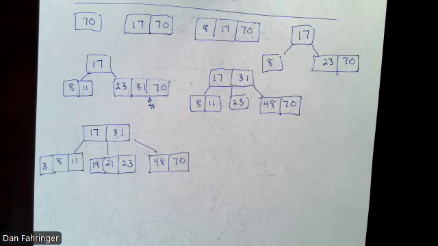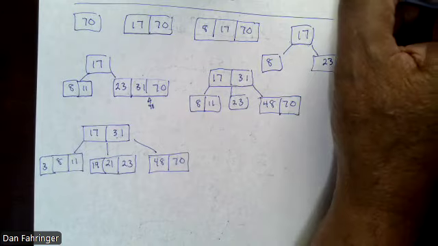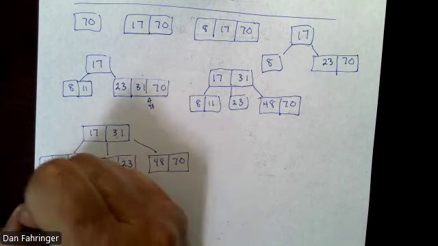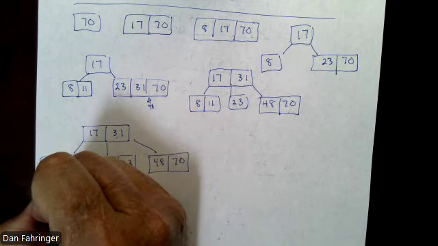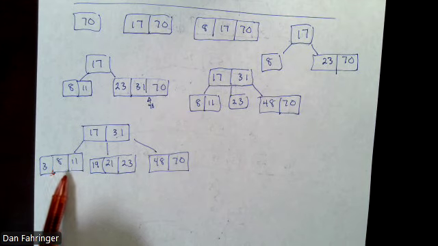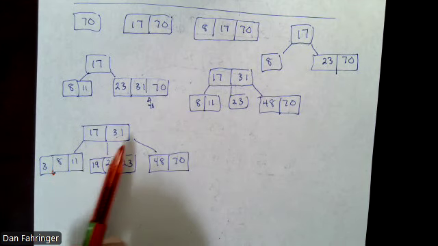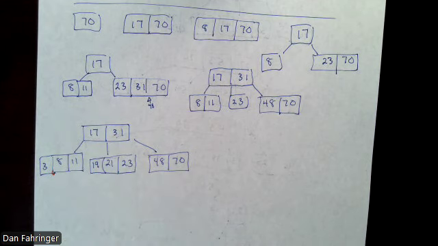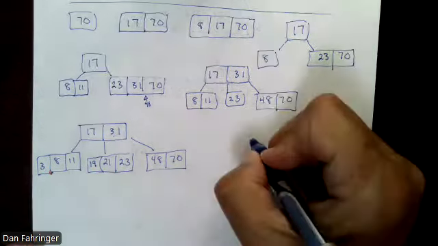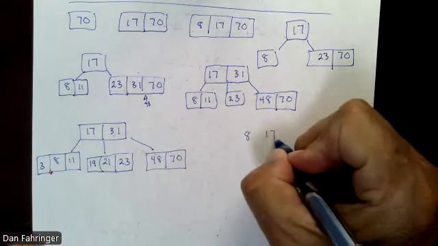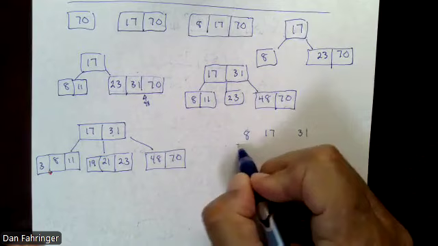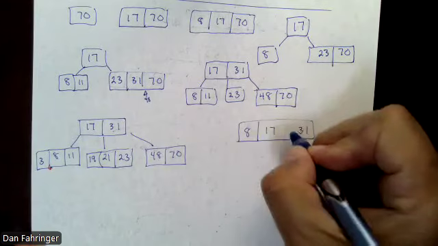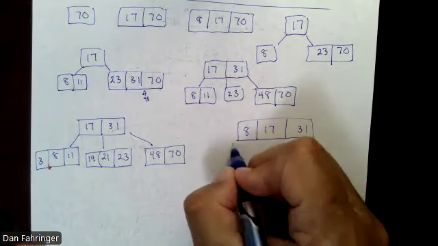Getting kind of full. 6. 6 wants to go here, which is the blow up, which is going to send it here. This is getting fuller, but not full enough to blow it up yet. So we're going to send the middle up. 8, 17, 31. 3 and 6.